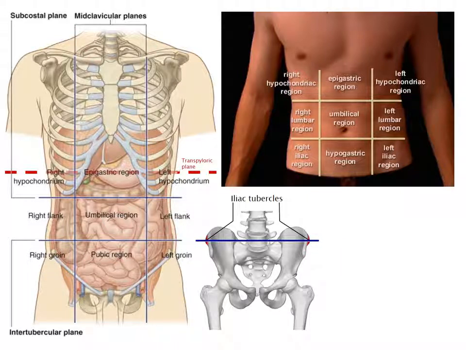Let me also mention that some individuals will use the transpyloric plane in order to establish the 9-region system. This plane, shown here by the red hash-dotted line, represents the midway point between the jugular notch, here at the top of the manubrium, and the pubic symphysis, shown here adjoining the 2 pubic bones. This plane tends to be a little more useful than the subcostal plane because of all of the various abdominal structures associated with this plane of section.